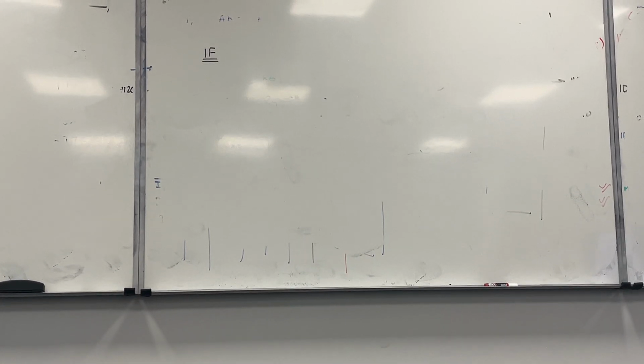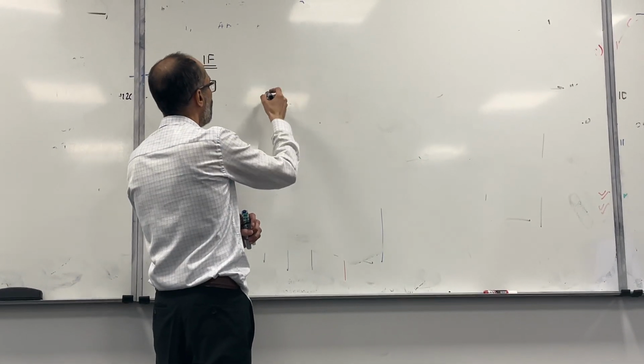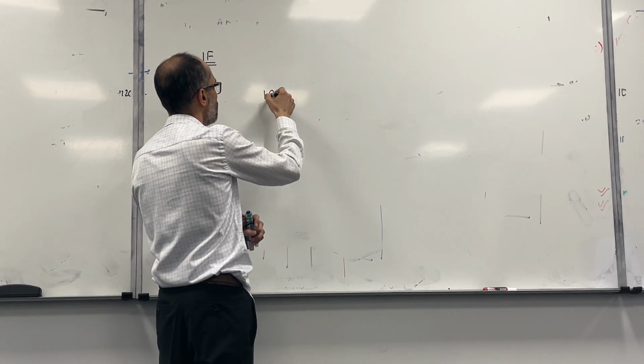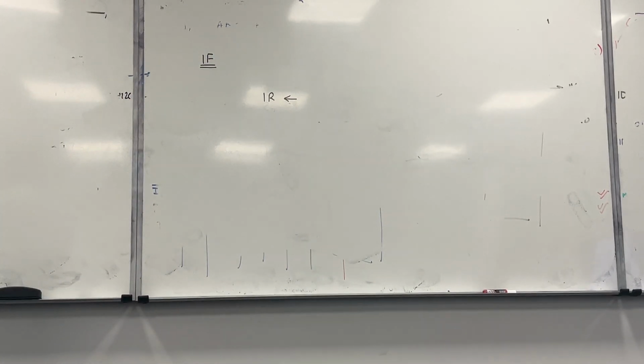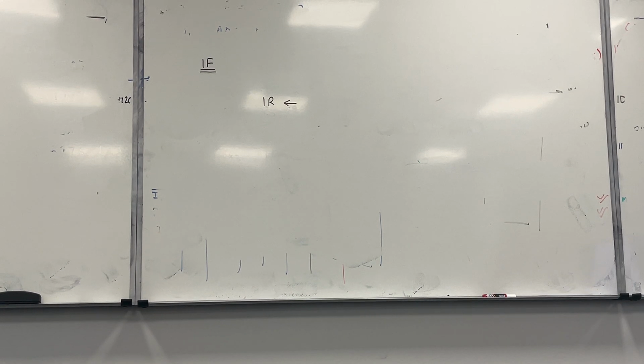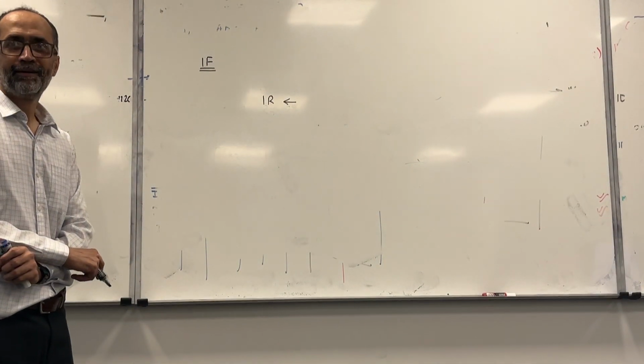In an instruction fetch stage, what will be the value of IR? Anyone may be answering. Machine code of the instruction. Yeah. And the other option, the content of PC.